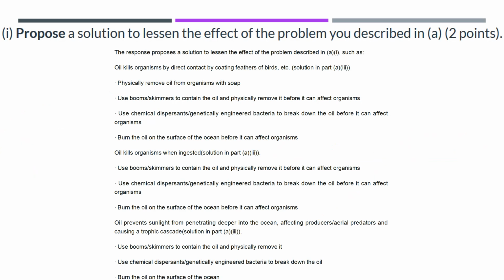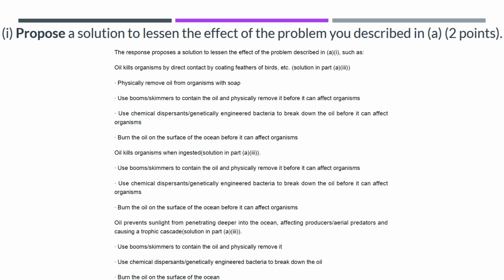Part 1. Propose a solution to lessen the effect of the problem described in Part A. So again, these are linked, y'all. So, oil kills organisms by direct contact, by coating feathers of birds, etc. So again, with that, the appropriate solutions would be physically remove oil from organisms with soap, use booms, skimmers to contain the oil and physically remove it before it can affect organisms, use chemical dispersants, genetically engineer bacteria to break down the oil before it can affect organisms. So these were actual examples that we learned in class, okay?